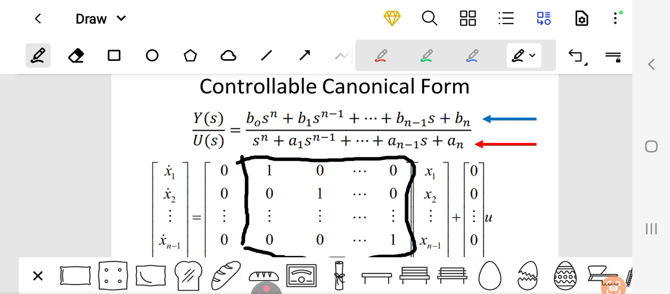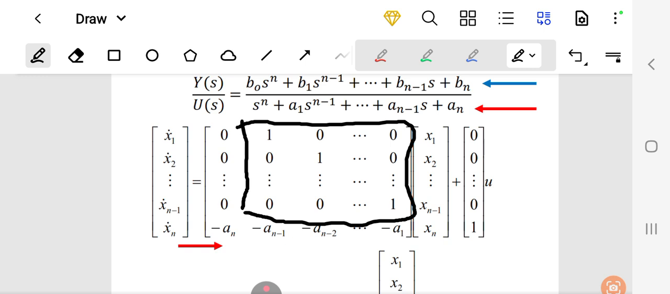Once more, we will take all the coefficients of the denominator from the right to the left with the opposite sign, negative an minus 1, negative an minus 2, until negative a1. The first column is all zeros, and the remaining of the A matrix is an identity matrix. For the B matrix multiplied by U, all zeros and the last row is equal to 1.